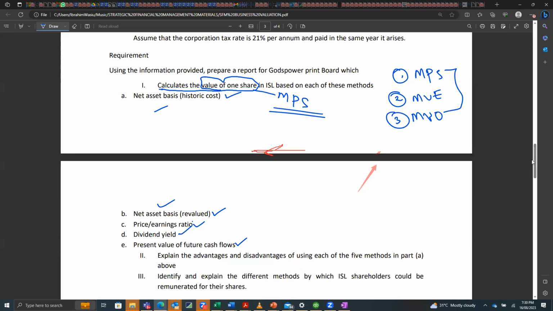So let's call it a day here. Depending on the question, some just tell you net asset method. Some will be specific: use this, use that. But in the body of the question, you will know if you have to do both historic and other methods. So let's call it a day here.